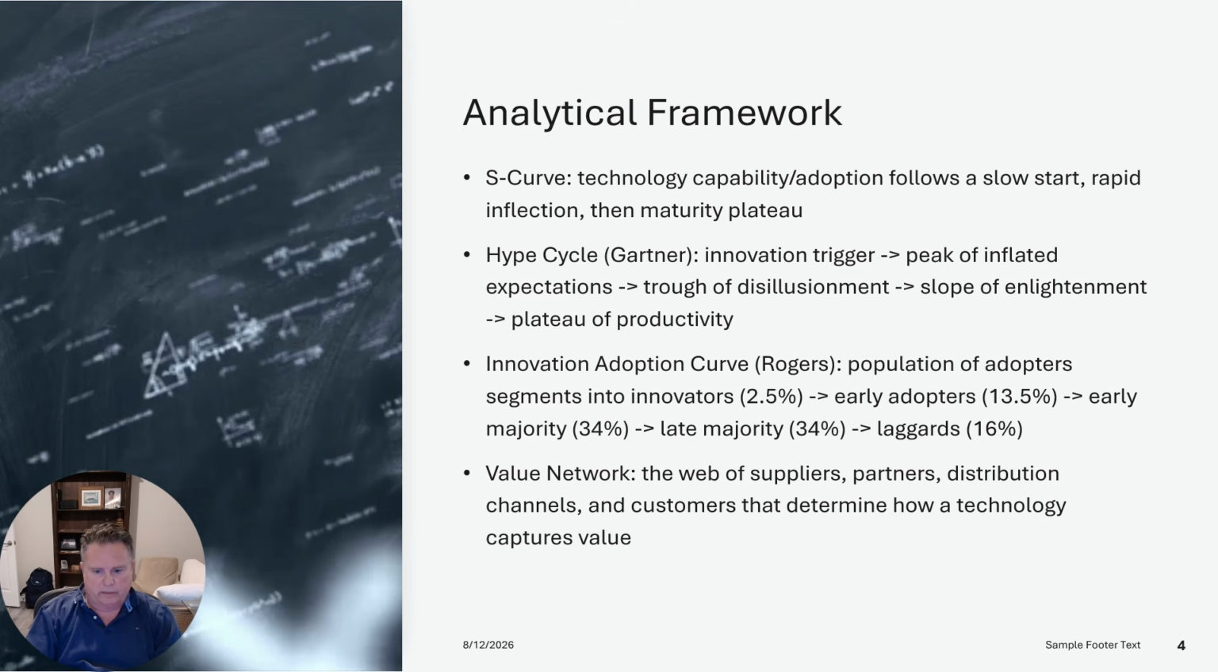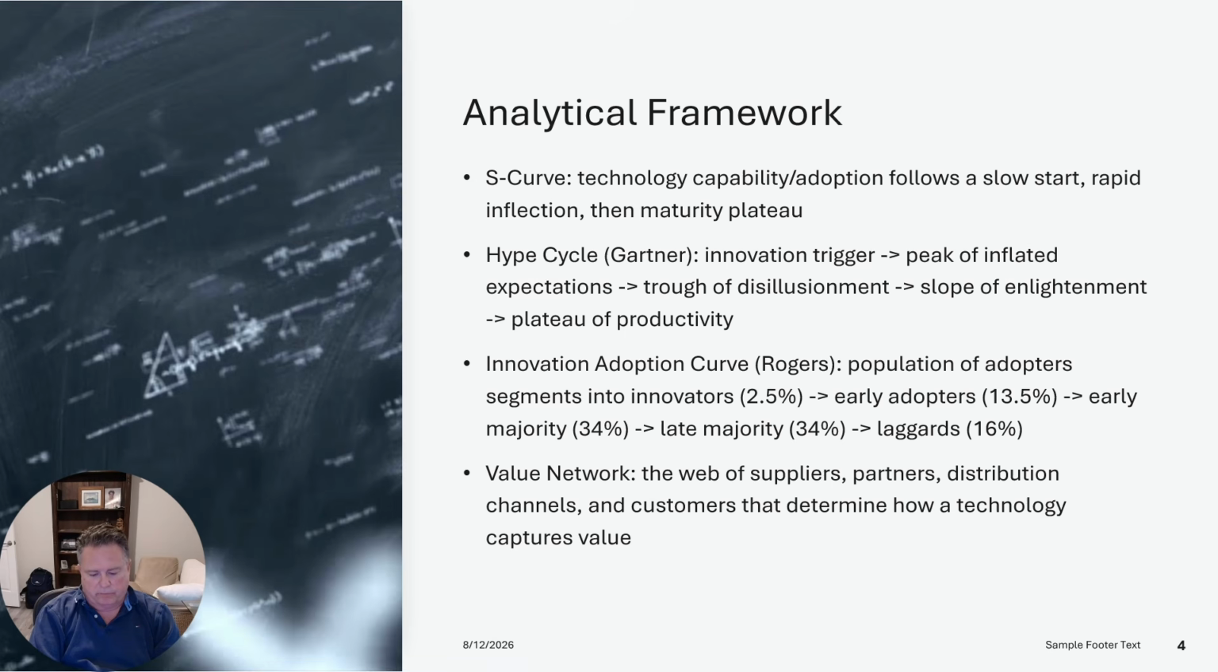The third model is the innovation adoption curve postulated by Rogers. This describes adopting a technology rather than how mature or hyped it is. Rogers segments the population of potential adopters into 5 groups along a normal distribution. You have the innovators, roughly the first 2.5% of that curve, who take on risk or try unproven technology.